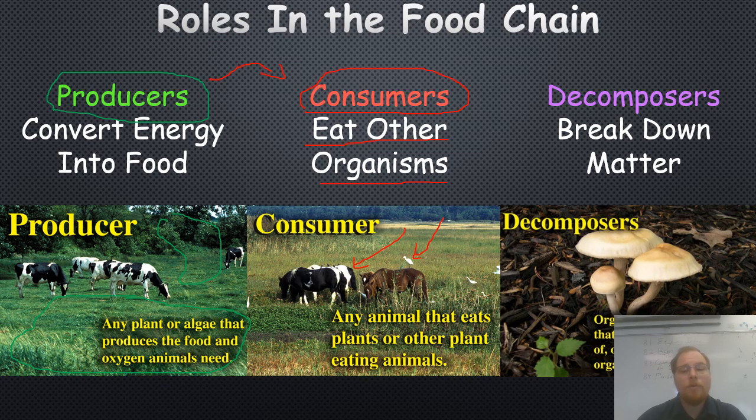Now, decomposers break down matter. So when a consumer or a plant dies, you're going to have decomposers, which basically break them down and return all their energy back to the soil. Decomposers are things like fungi or some kinds of bacteria that break down things and return them back to the soil. So, back to Lion King, you have this whole circle of life where producers are making energy, consumers are eating it, and decomposers are returning it back into the system.